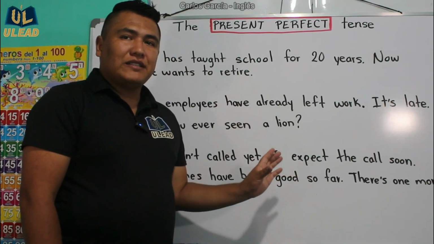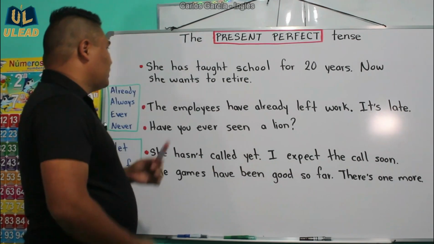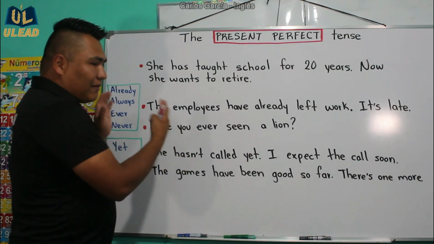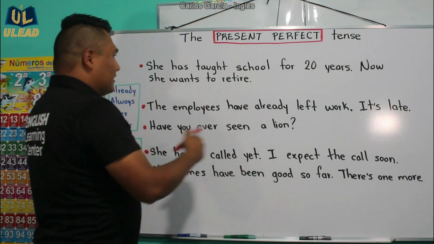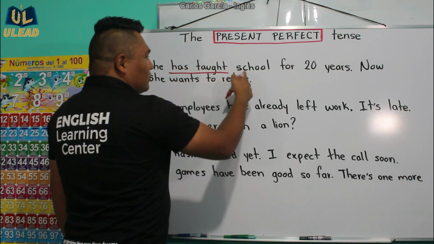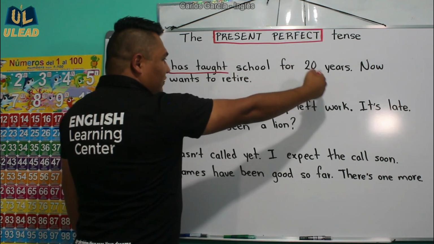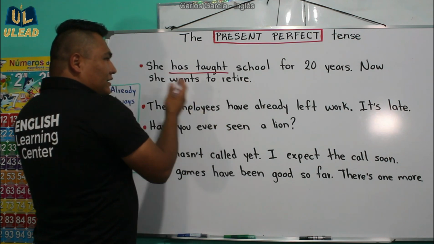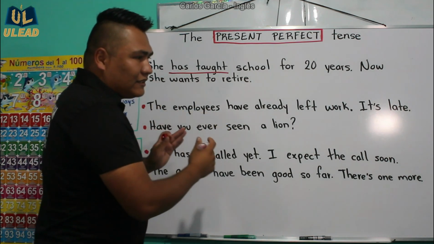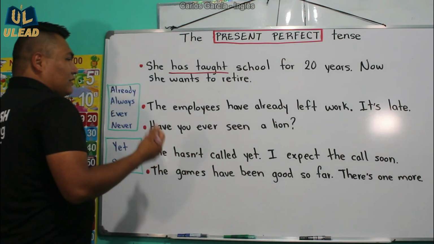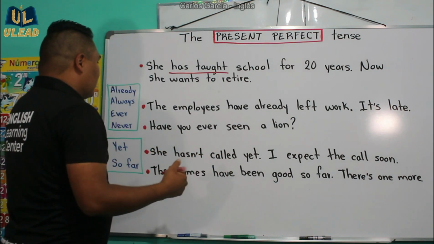And to summarize things here, I want to mention that we use the present perfect tense to connect the past to the present, okay? For example, she has taught school for 20 years. Now she wants to retire. We're connecting something that started in the past, but it's still taking place in the present, okay? We're connecting the past to the present.